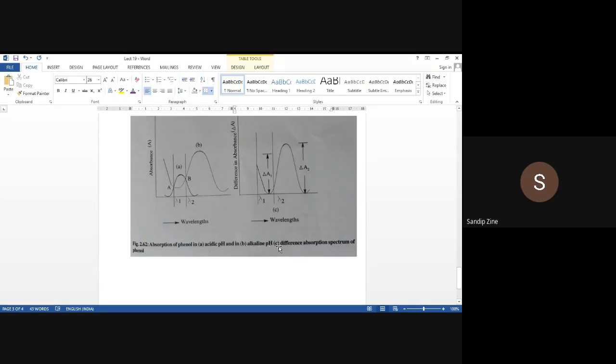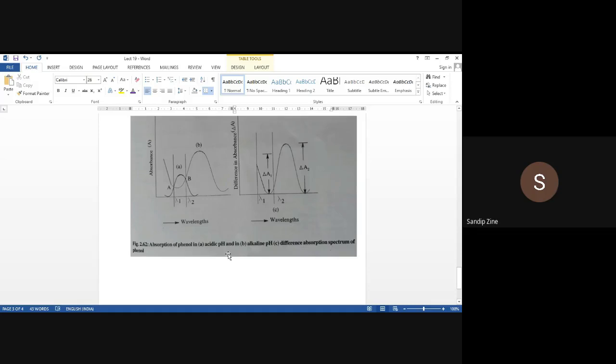Whereas in this C picture, you see the difference in absorbance, the delta A, the change in absorbance on this axis. The pattern we get in this peak is the change in absorbance, delta A1 at wavelength 1, and delta A2 at wavelength 2. So this third figure is the difference absorption spectrum of phenol. So this is difference spectrometry.